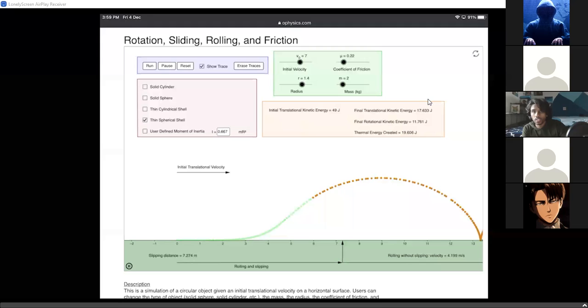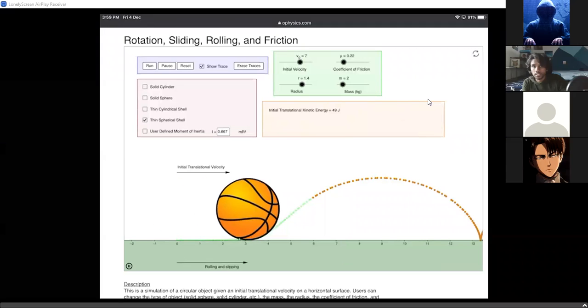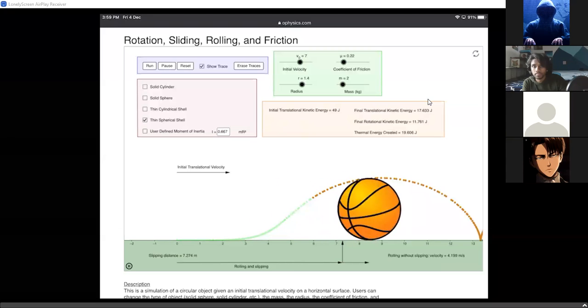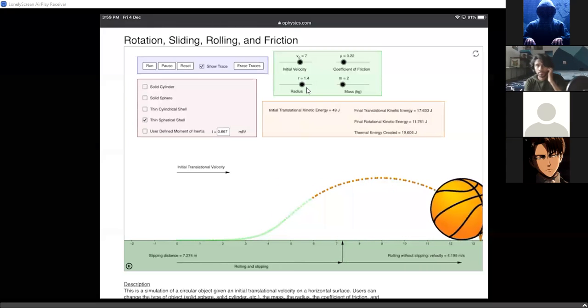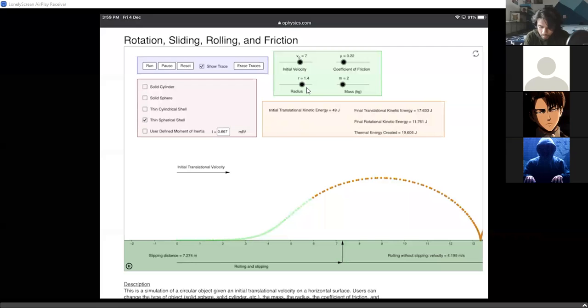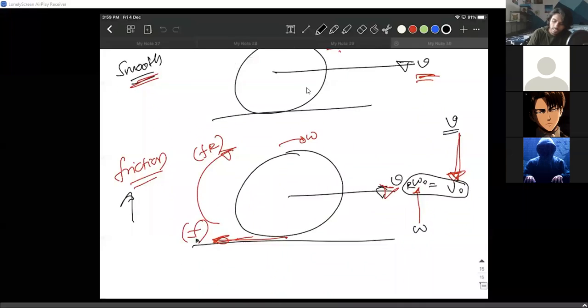Guys, if you have doubts, you can speak. Aniket. So what happens is omega is there and V is not there. That is the other case, the backward slipping case. Okay, sir.